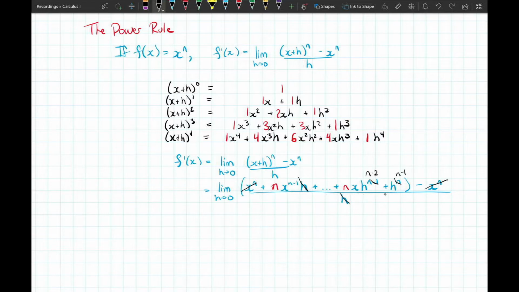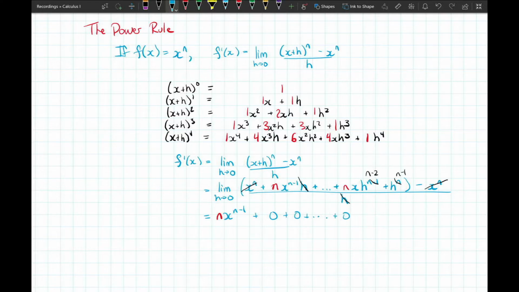All of the remaining terms will still have h's. But since h is approaching 0, we will only end up with one term remaining, the n x to the n minus 1 term. The remaining terms are simply going to be a boatload of zeros added together.